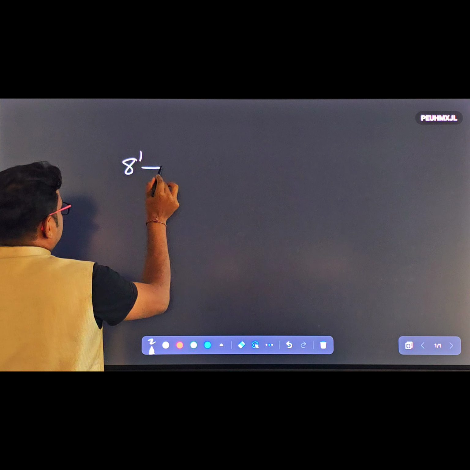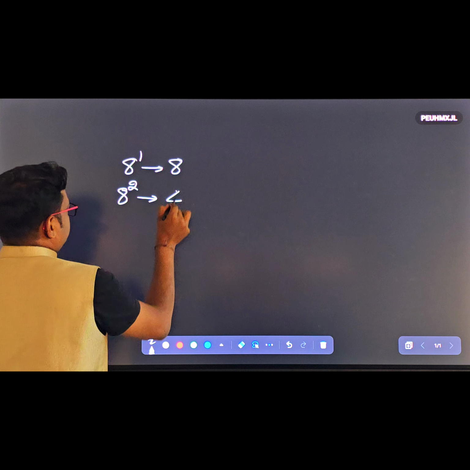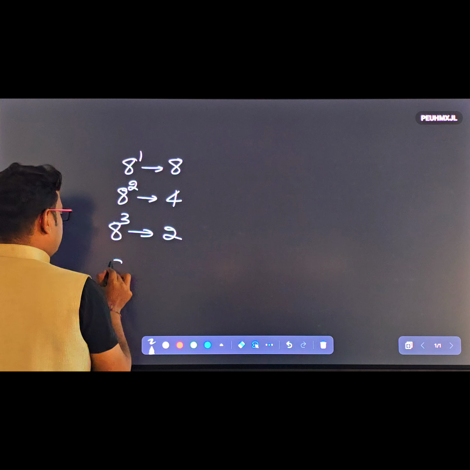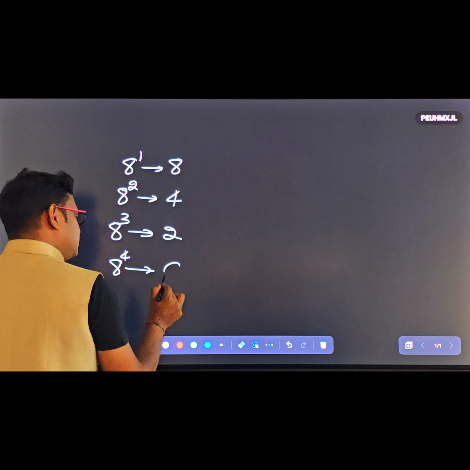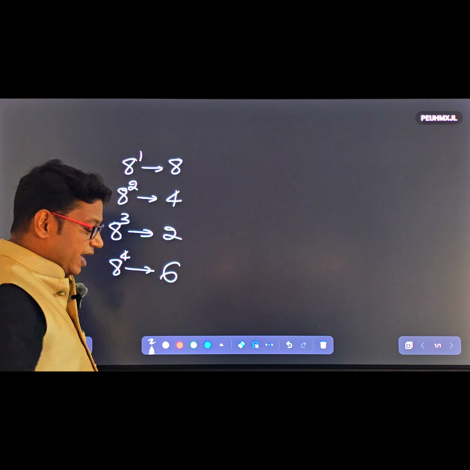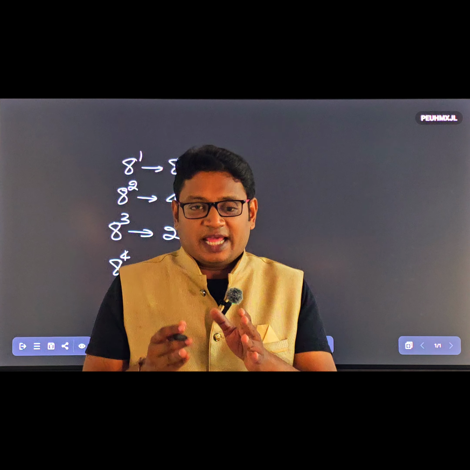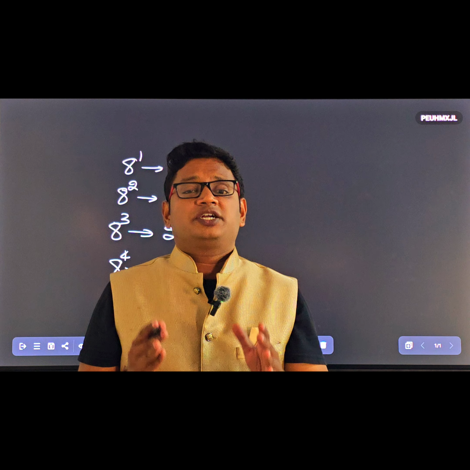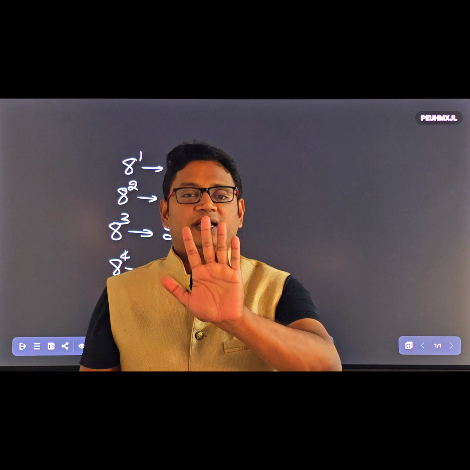8 power 1 is 8. 8 square is 64, units place 8. 8 cube will be having 2 in the units place. 8 power 4 will be having 6 in the units place. I will give you the trick to remember all this at the end of this video. Nothing to worry. I am there for you for each and every concept and each and every problem.